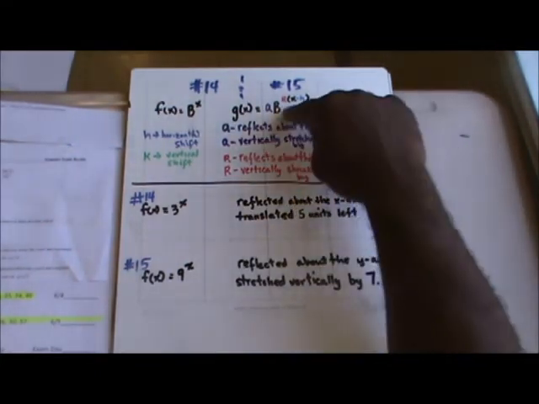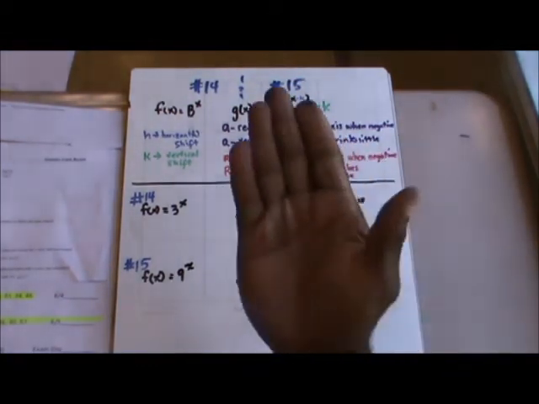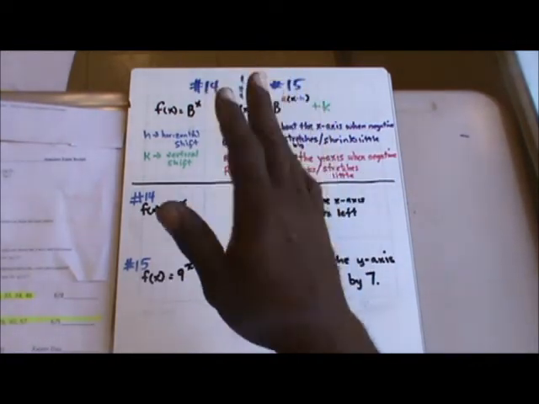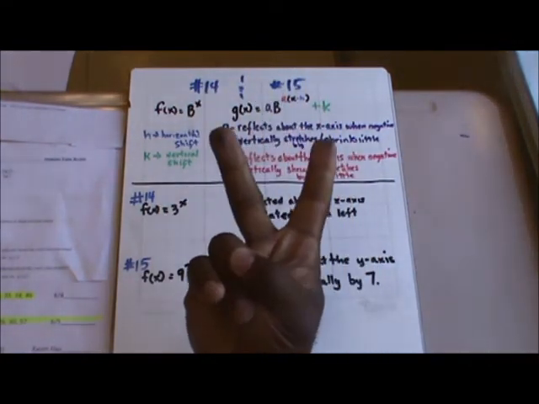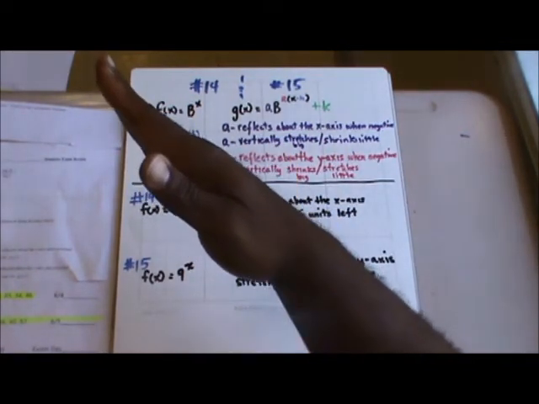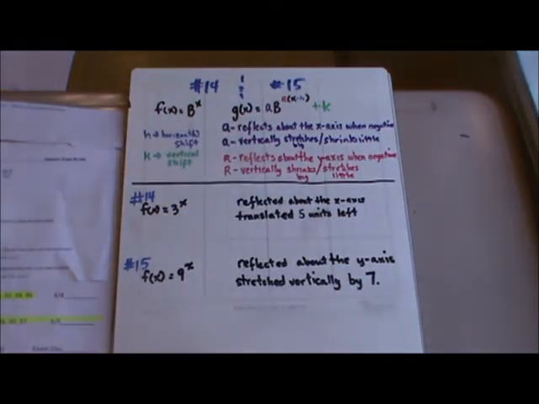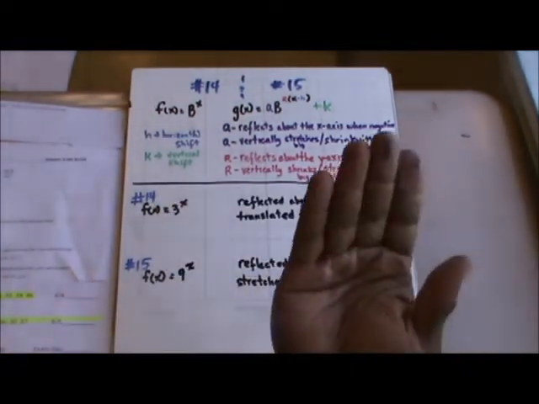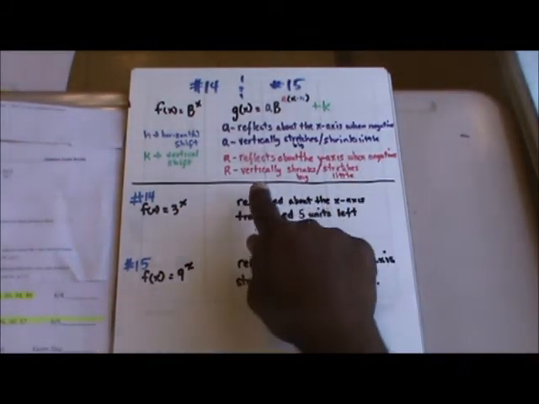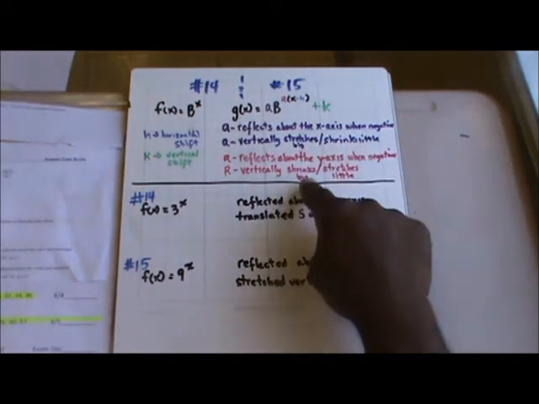All right, r, which is kind of new for this year, reflects it about the y-axis. So in other words, it takes the graph and flips it this way. If you had a graph that kind of looked like this, it's going to flip it with respect to the y-axis, versus flipping it across the x-axis.